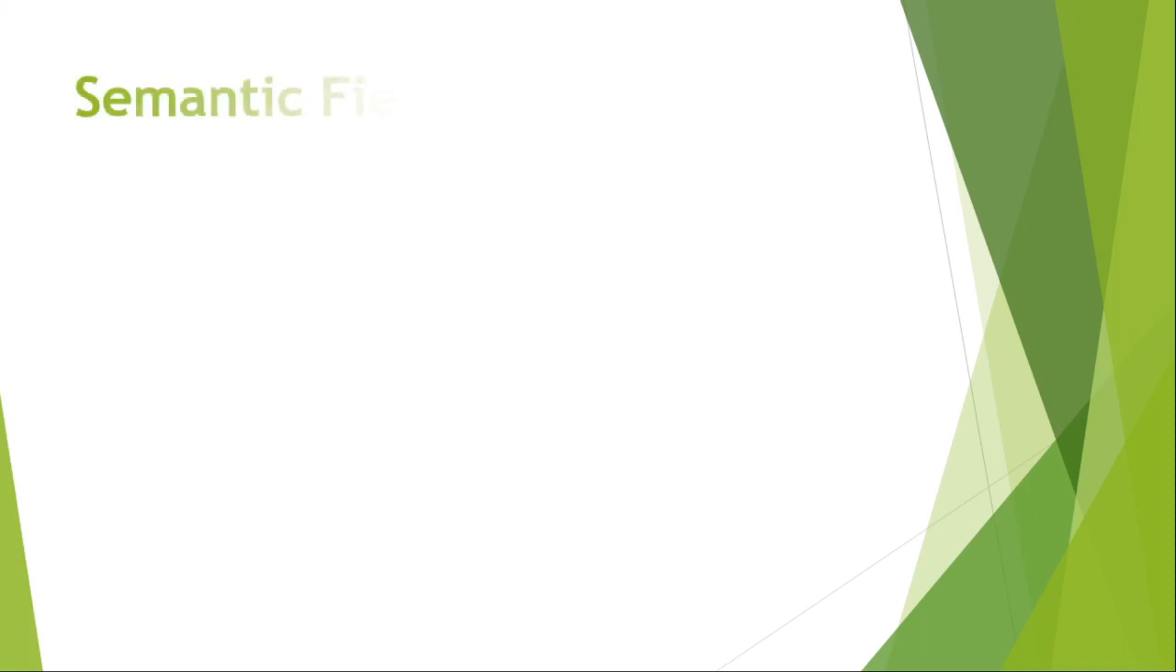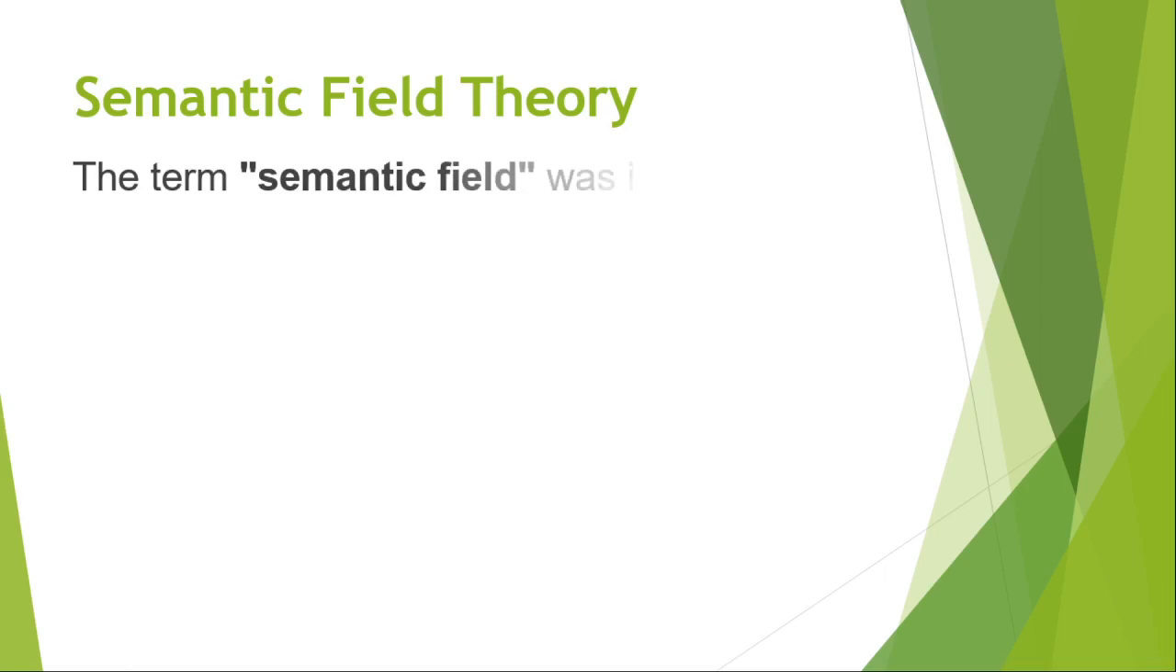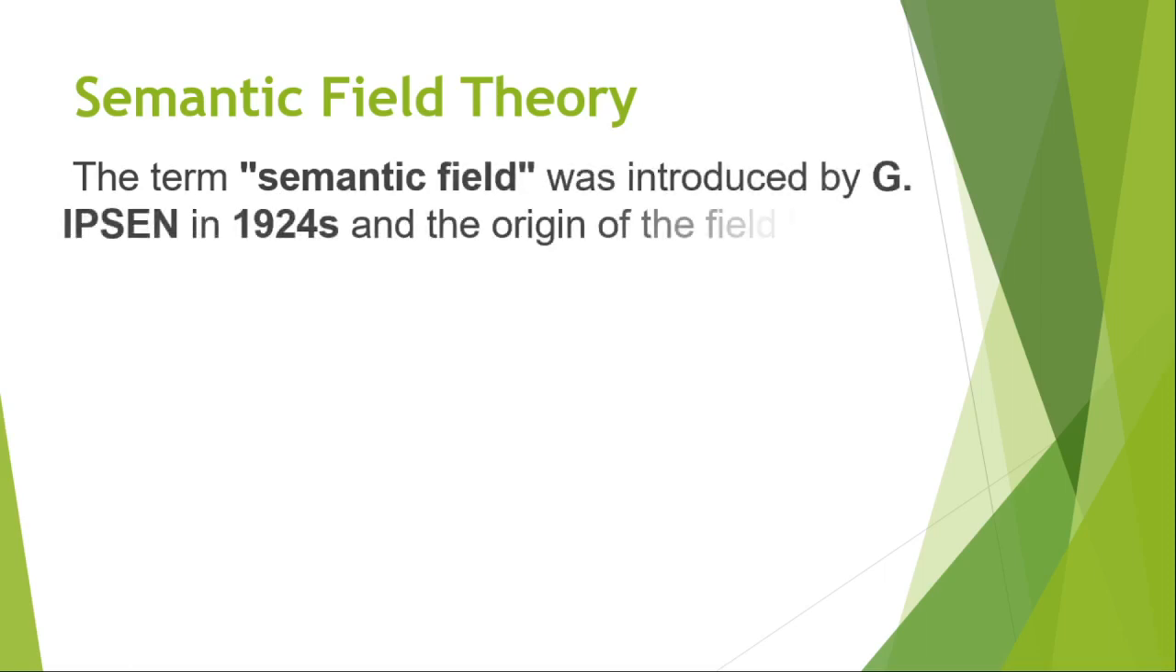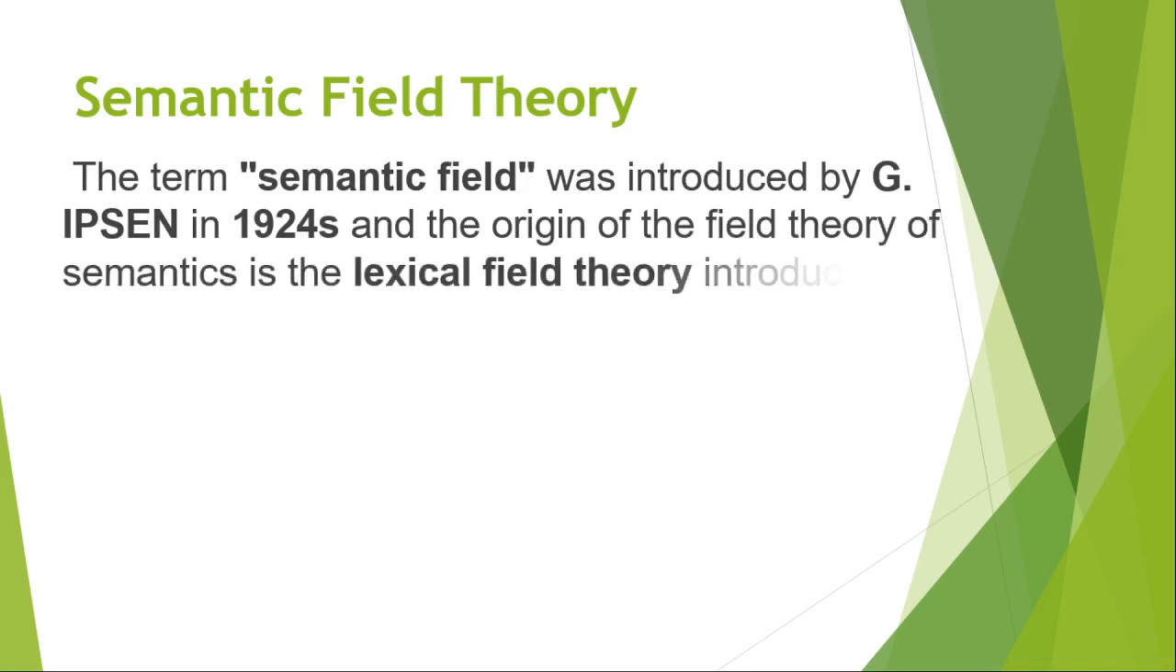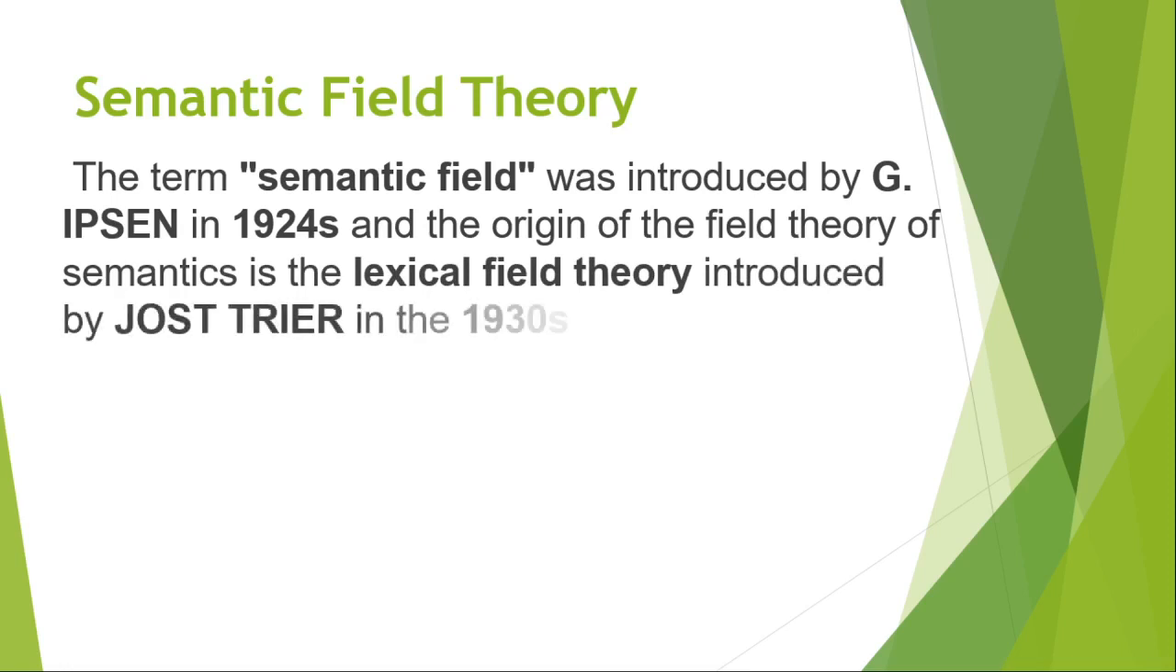Semantic field theory. The term semantic field theory was introduced by G. Ipsen in 1924, and the origin of the field theory of semantics is the lexical field theory introduced by Jost Trier in 1930. Okay, it is very simple. The semantic field term was introduced by Ipsen in 1924, but the theory was introduced as lexical field theory by Trier in 1930.